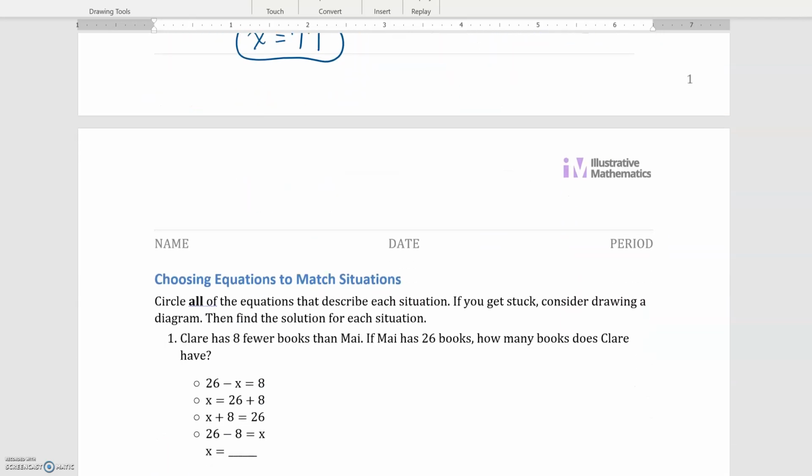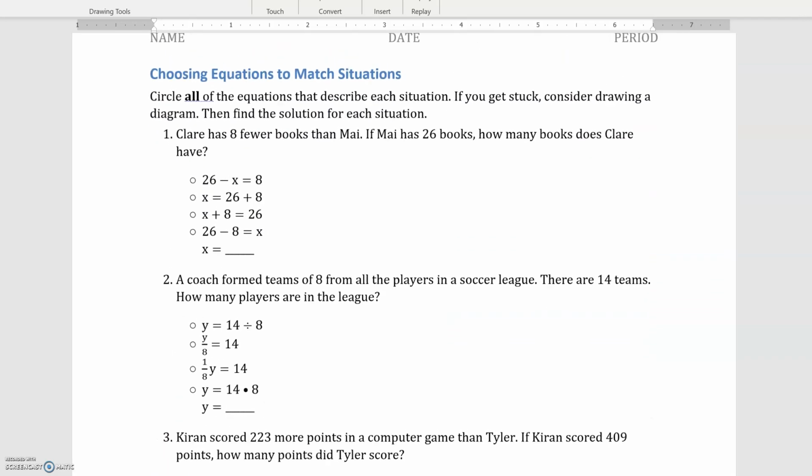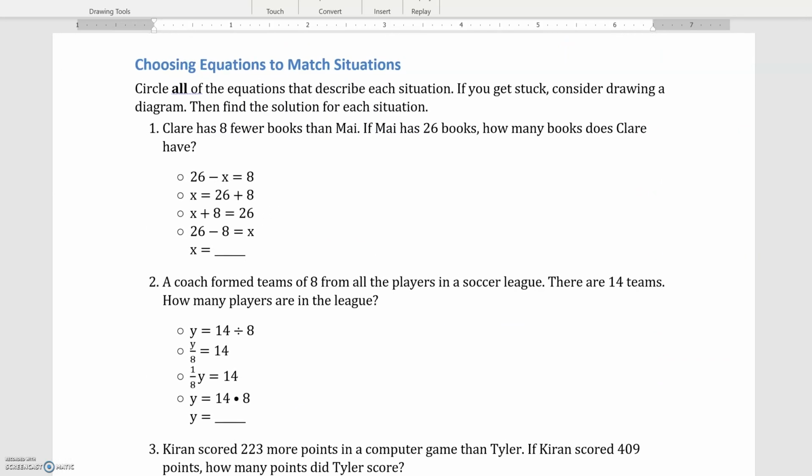So on the back, we're going to do the following. I'm going to model 1 and 2, and then you will do 3 and 4 on your own after you look at the model. What we're going to do is circle all of the equations that describe the situation, and then find a solution for each situation. I'm going to take some steps to help us get there because we don't want to jump all the way to the conclusion.